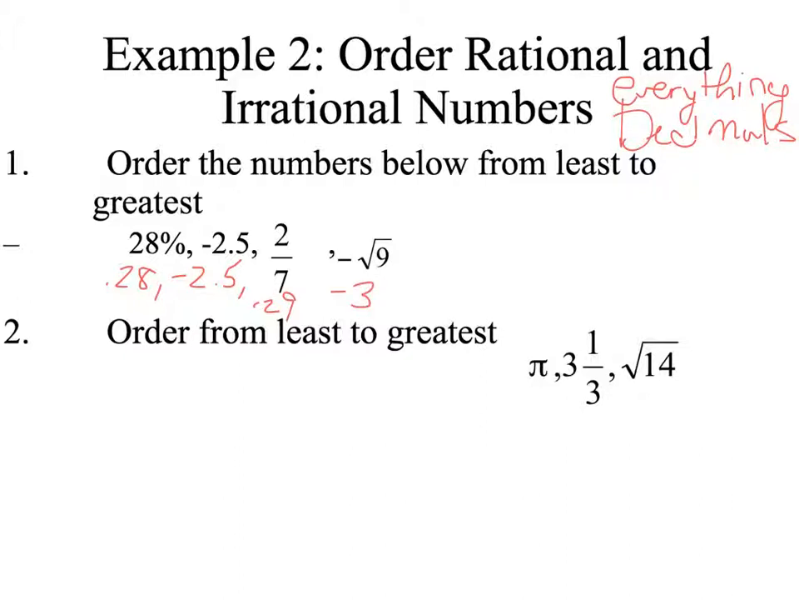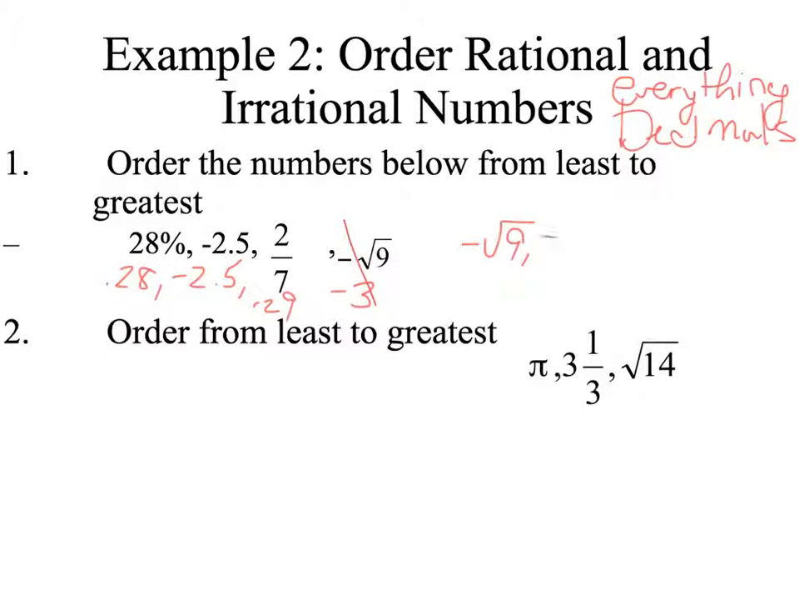I'm putting these in order from the least value to the highest value. You must write them back in the original format. So negative 3 has my lowest value, and it matches with the negative square root of 9. So I have to write the negative square root of 9 in my answer. Once I've used one, I go ahead and I cross it out.